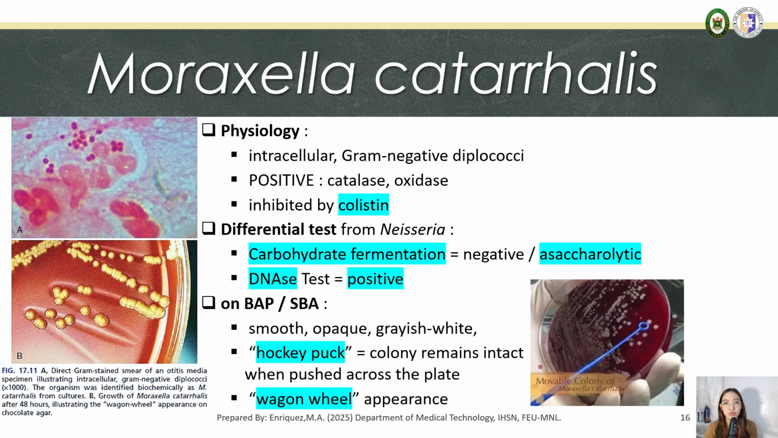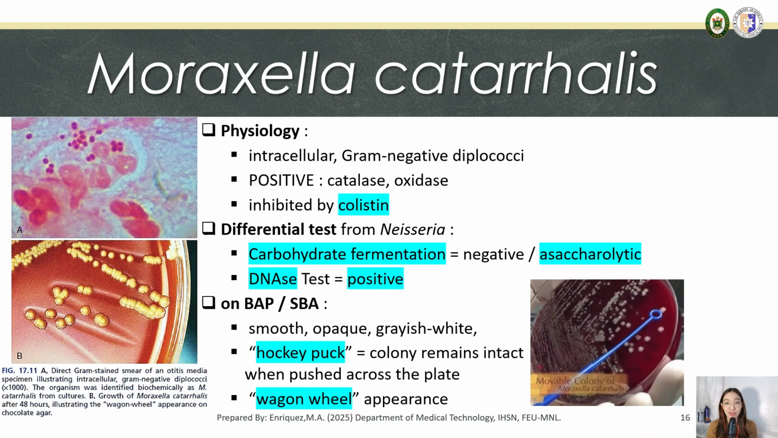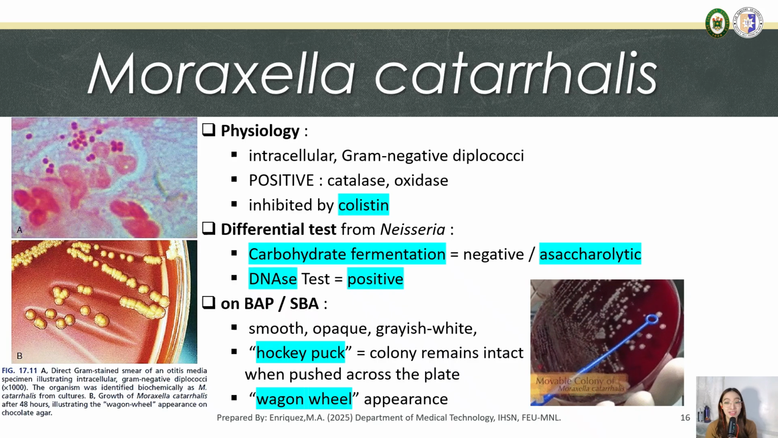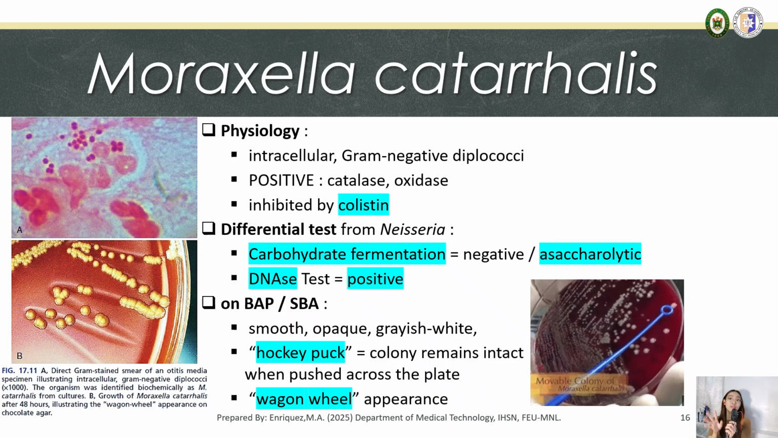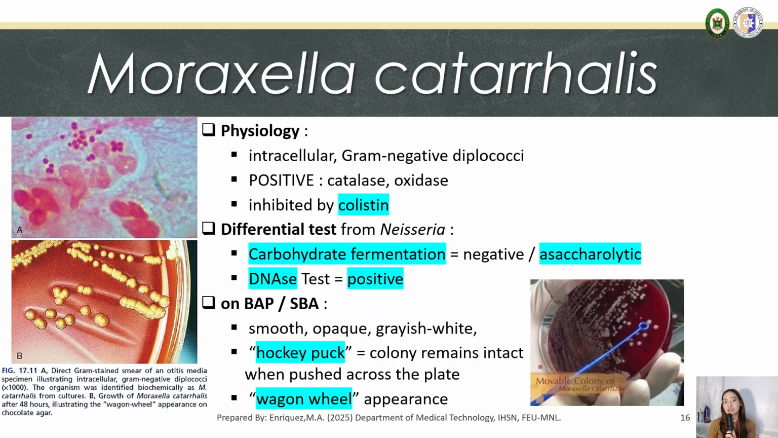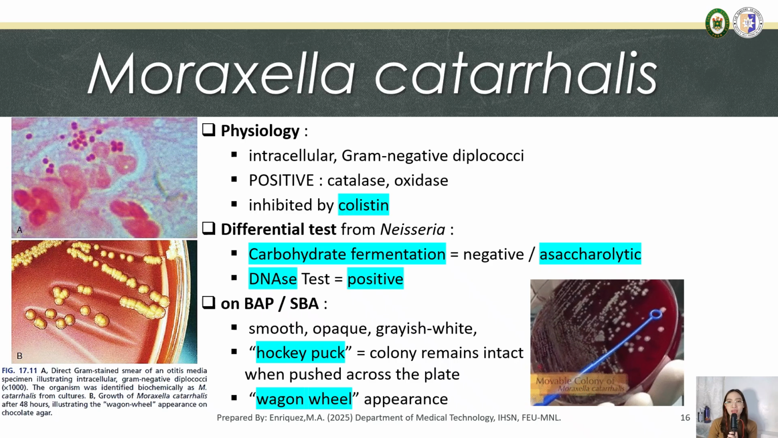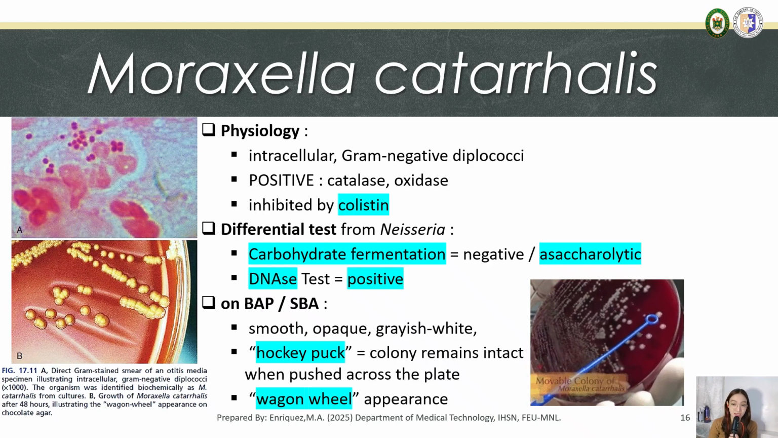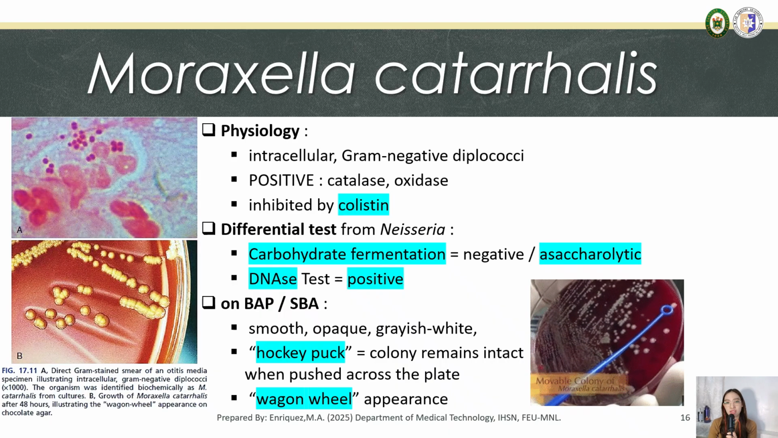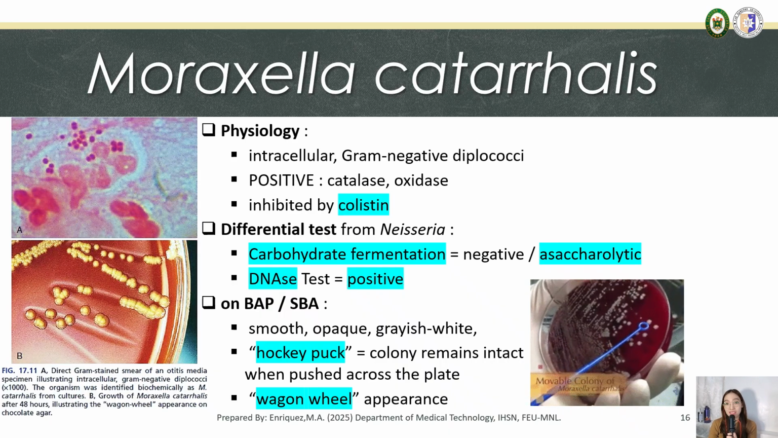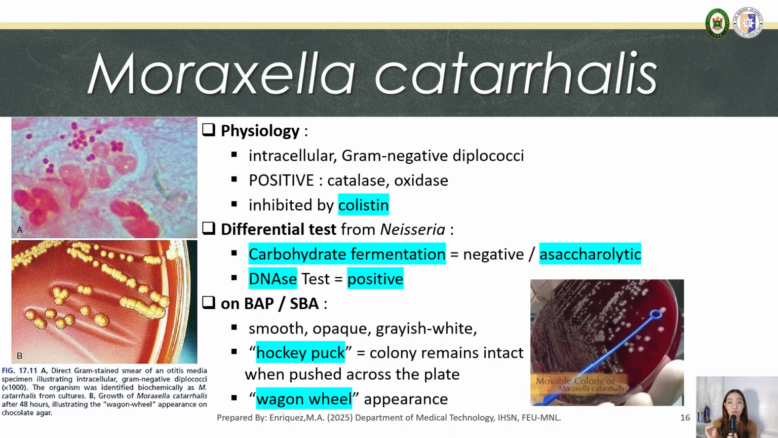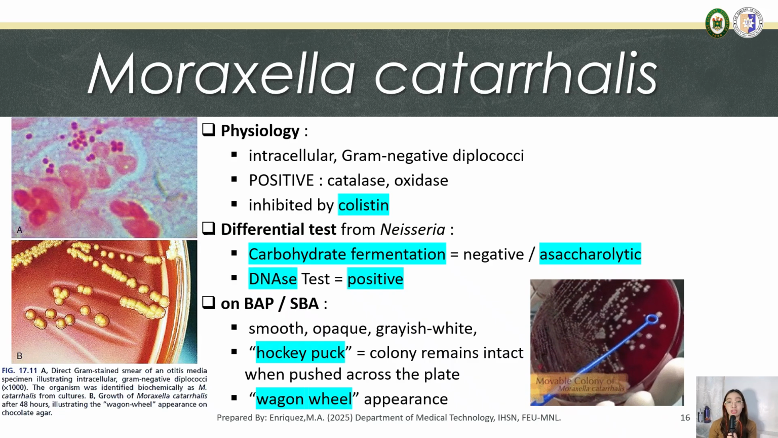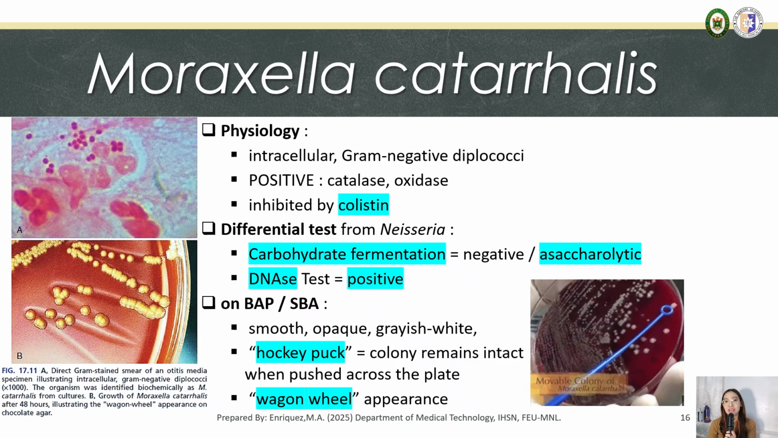Other similarities between Neisseria species and Moraxella catarrhalis is that they are both oxidase and catalase positive, but here's what's different. Moraxella catarrhalis is usually inhibited on gonococcal selective agars that contain colistin. Next, Moraxella catarrhalis is asaccharolytic, meaning it cannot ferment any carbohydrates and will give a negative result on the carbohydrate fermentation test.